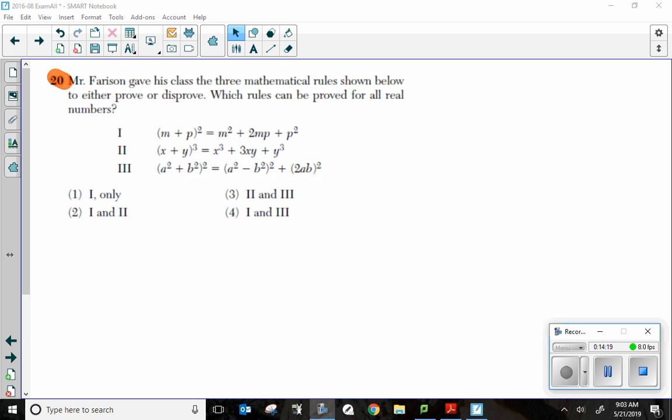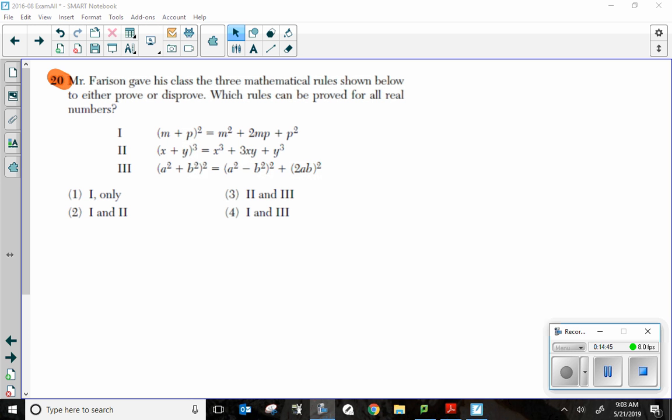Number 20. Mr. Farathan gave his class the 3 mathematical rules shown below to either prove or disprove. Which rules can be proved for all real numbers? So which 2 of these are true and which, oh, dang it, I know what the answer is. And 2 of them happen to be true. But which of these are true and which of these are false, okay?